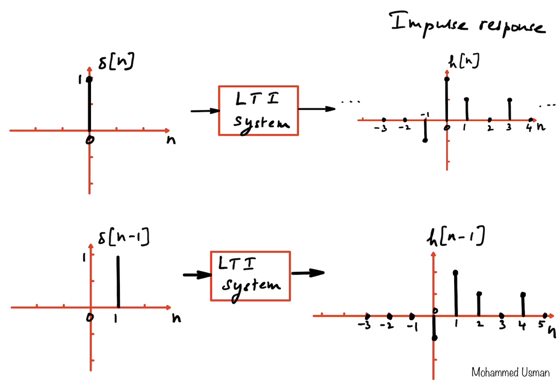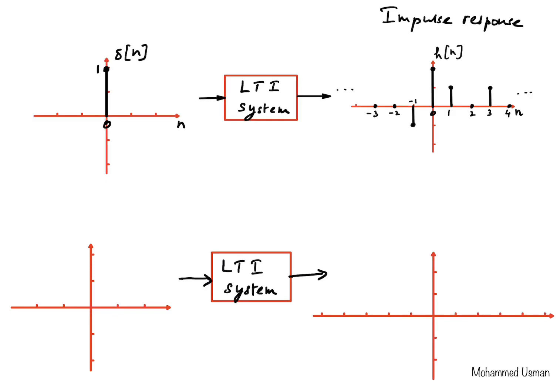Now we'll see the example when the input is shifted to the left. What will be the output? That will be the output h of n shifted to the left by 1 as well, if we have the impulse shifted to the left by 1. So I will now illustrate what happens when it is shifted to the left, just for clarity purposes.